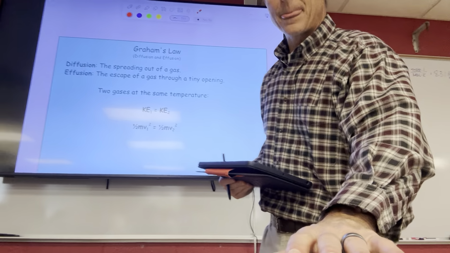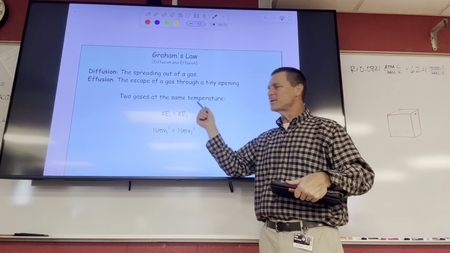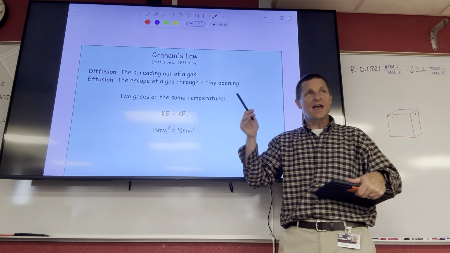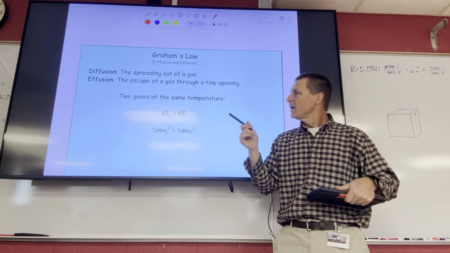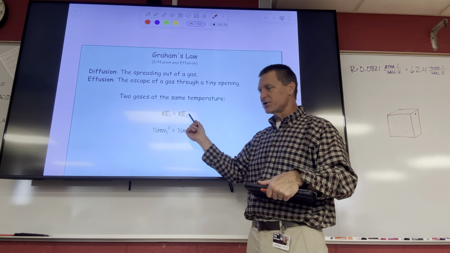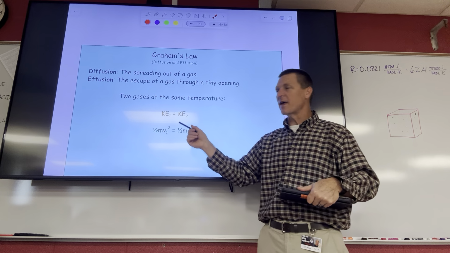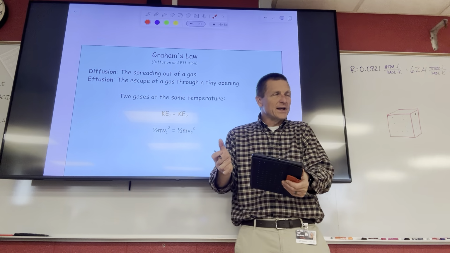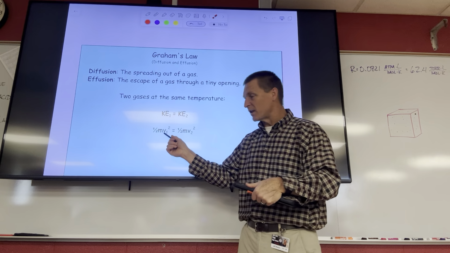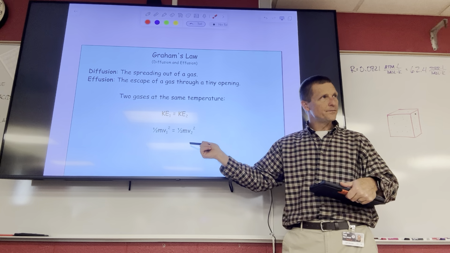So if you have two gases that are at the same temperature, the kinetic molecular theory says that same temperature means that they'll have the same kinetic energy. So that means the kinetic energy of gas 1 equals the kinetic energy of gas 2. Two different gases. Well, if the kinetic energies are equal, that means that the formulas for kinetic energy, which is kinetic energy equals 1/2 mv squared, 1/2 mv squared of gas 1 will equal 1/2 mv squared of gas 2.